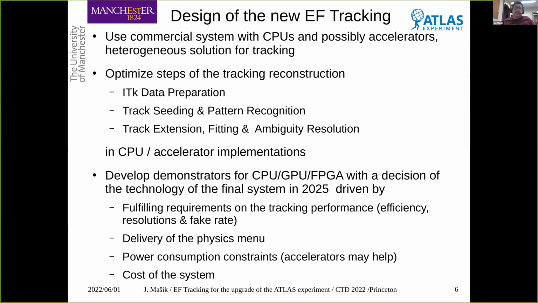In the next years, we will develop 2 generations of demonstrators for all of these technologies, CPU, GPU, FPGA, and the decision of the technology will be made in 2025, so that we know the system design before the start of Long Shutdown 3. The decision will be based on whether the system can fulfill the requirements on the tracking performance in terms of efficiency, resolutions, and fake rates, that it can process the events we want to process from the physics menu point of view, that it fits into the constraints on the power consumption, and also the cost of the system.